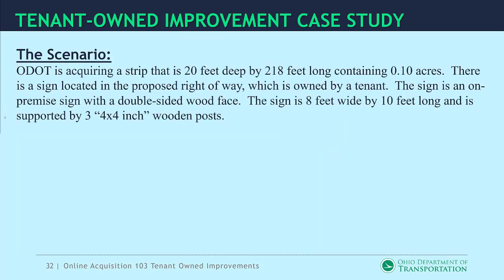Here's the scenario. ODOT is acquiring a strip that is 20 feet deep by 218 feet long, containing 0.10 acres. There is a sign located on the proposed right-of-way, which is owned by the tenant. The sign is an on-premise sign with a double-sided wood face.